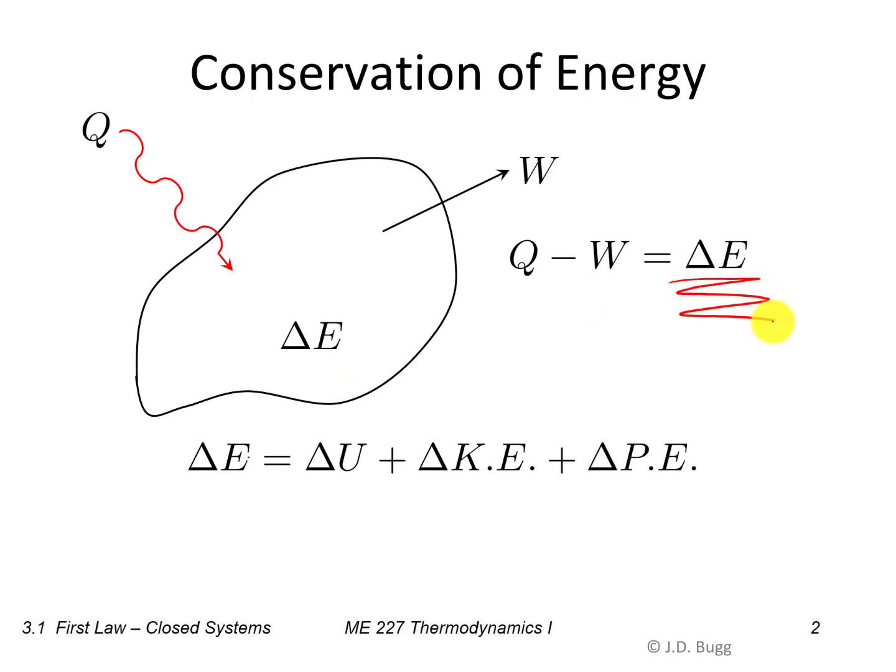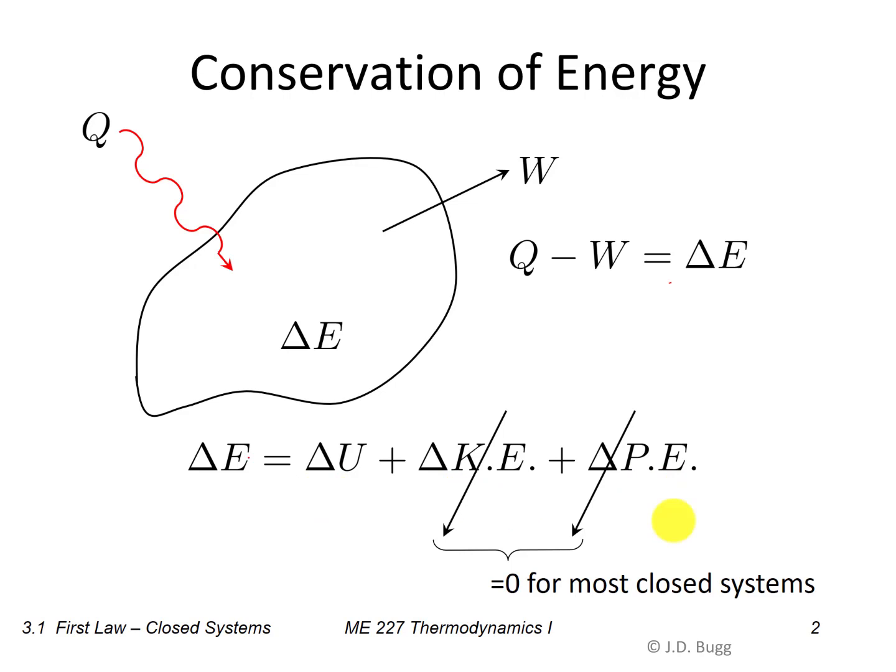Now we want to expand this change in the system energy and just remind ourselves what it is. So it's made up of internal energy, kinetic energy, and potential energy, as we talked about in the introduction. For all of the systems that we're going to look at in this course, the kinetic and potential energy changes are going to be zero. This is certainly true for the closed systems we're going to look at. When we look at open systems a little bit later on, kinetic energy changes will certainly be important in some of those.